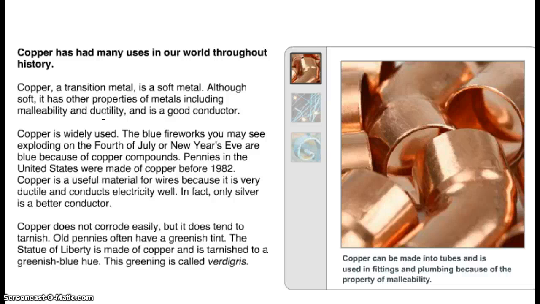Pennies in the United States were made of copper before 1982. Copper is a useful material for wires because it is very ductile and conducts electricity very well. In fact, only silver is a better conductor. They stopped using copper for pennies, and now the insides of pennies are all zinc because zinc is much cheaper.